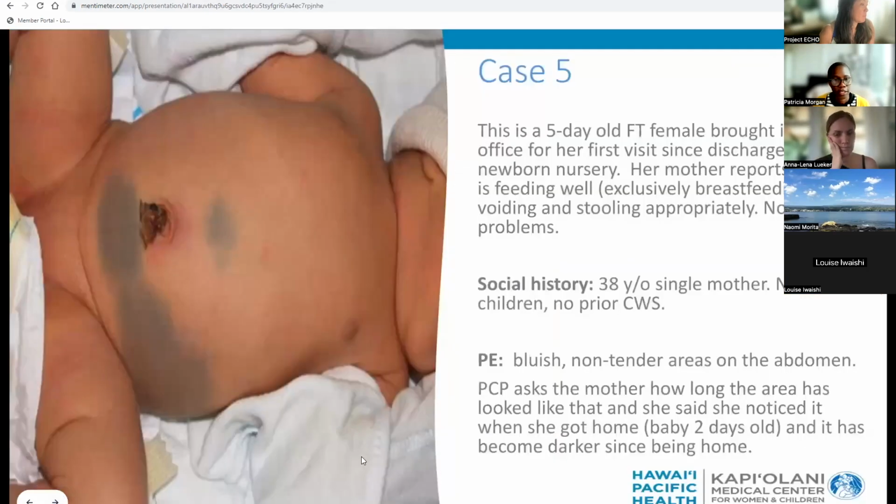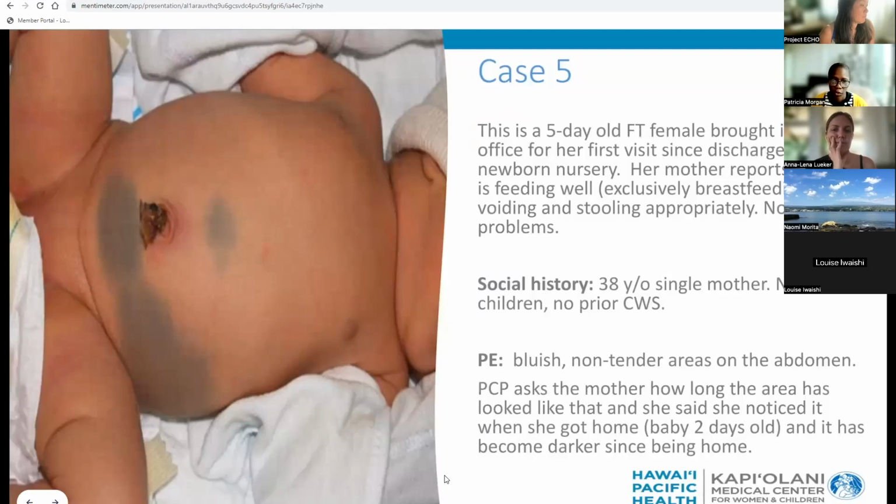All right, case number 5. So this is a 5-day-old full-term female brought into your office for her first visit since her discharge from the newborn nursery. Her mom said that she's feeding well, that she is exclusively breastfeeding, and she's eliminating appropriately, no real problems. Mom is 38, single, no other children, no concerns in the household, no prior CWS.